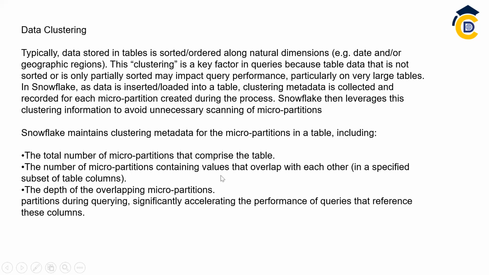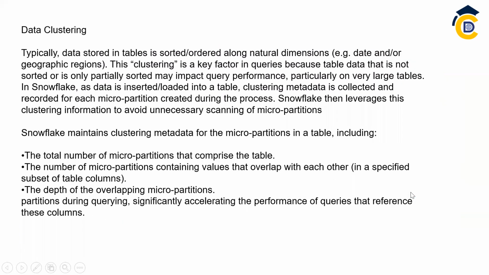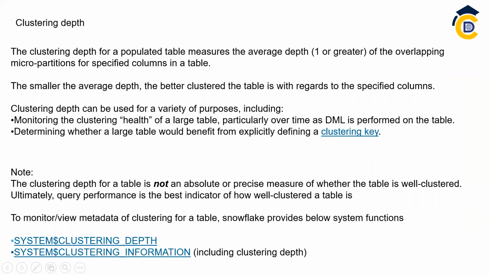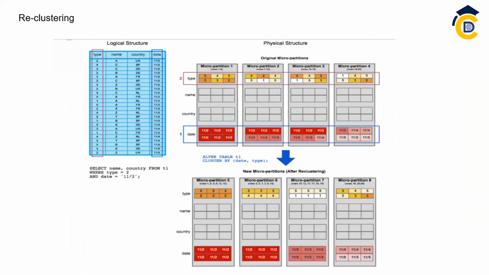The number of micropartitions containing values that overlap with each other. Right, so this overlap is there here. That metadata is also there with Snowflake. The depth of overlapping micropartitions. Okay, so we'll see what the depth of micropartitions is. And this helps prune partitions during queries, significantly accelerating the performance of queries that reference these columns. Okay, so what is clustering depth?